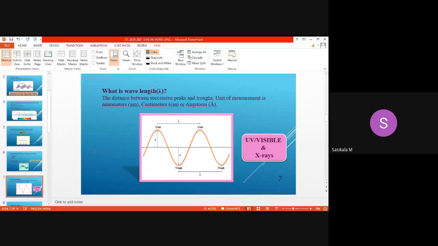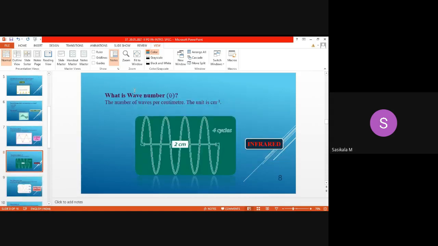So you don't get confused when you are studying UV visible spectroscopy: the radiation of UV visible is measured with what unit? Wavelength. So what is a complete wave? It will have a crest and a trough. Between two successive peaks or troughs is taken as wavelength. Now let's move on to the next parameter, wave number.